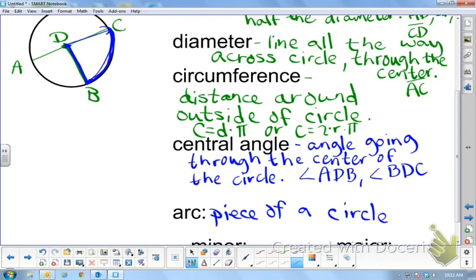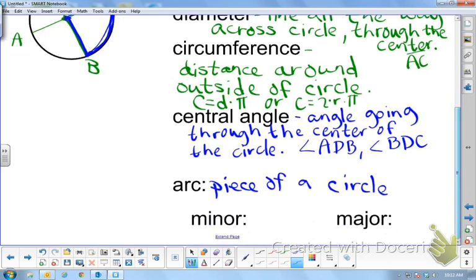And just like a line segment has a line drawn above it to say, hey, this is a line segment, an arc will have an arc drawn above it to say, hey, this is an arc. So BC with an arc drawn above it says, hey, this is an arc. And we have 2 kinds of arcs. We have a minor arc and a major arc.